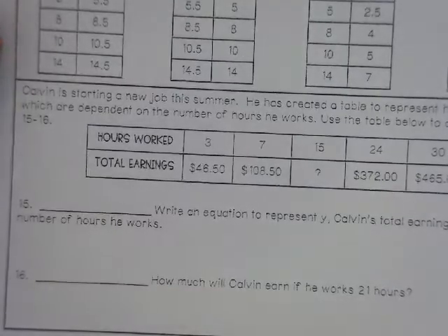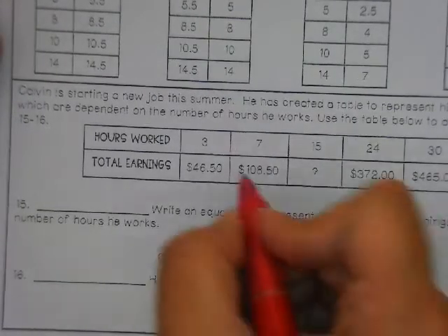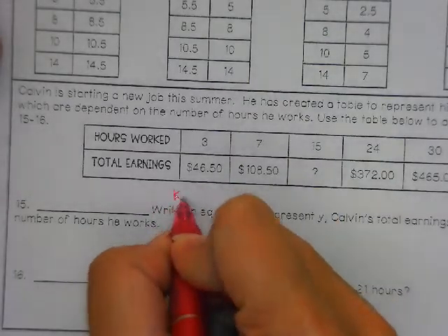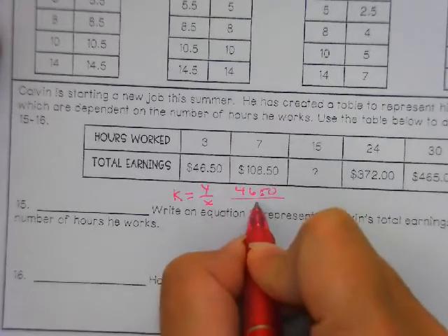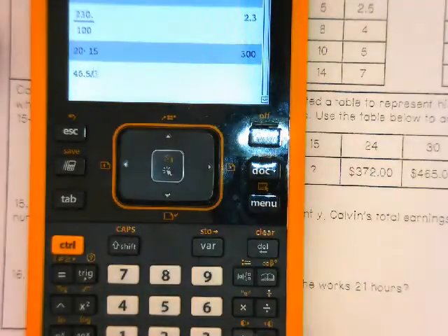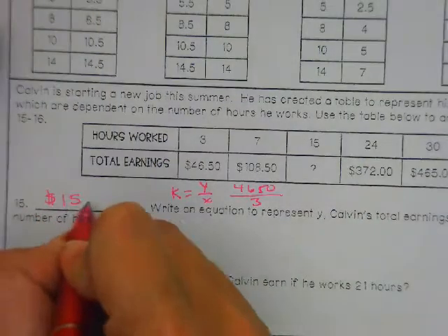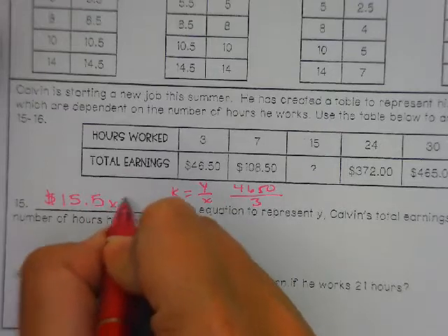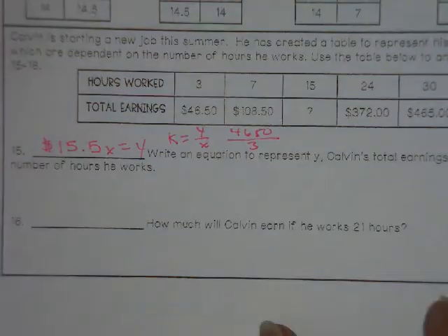And then write an equation to represent Calvin's earnings, number of hours he works. So this is k equals y over x, 4650 over 3. Use your calculator. 15.5. y equals 15.5x. How much will Calvin earn if he works 21 hours?